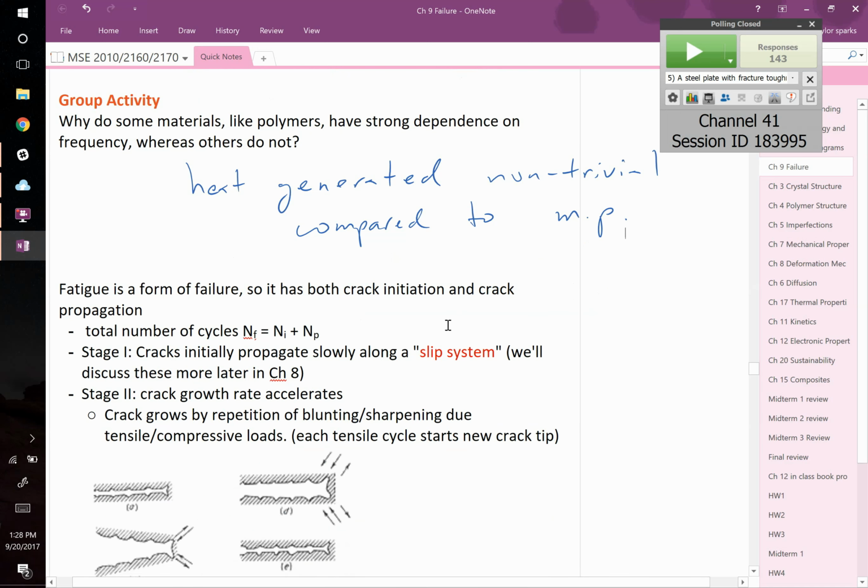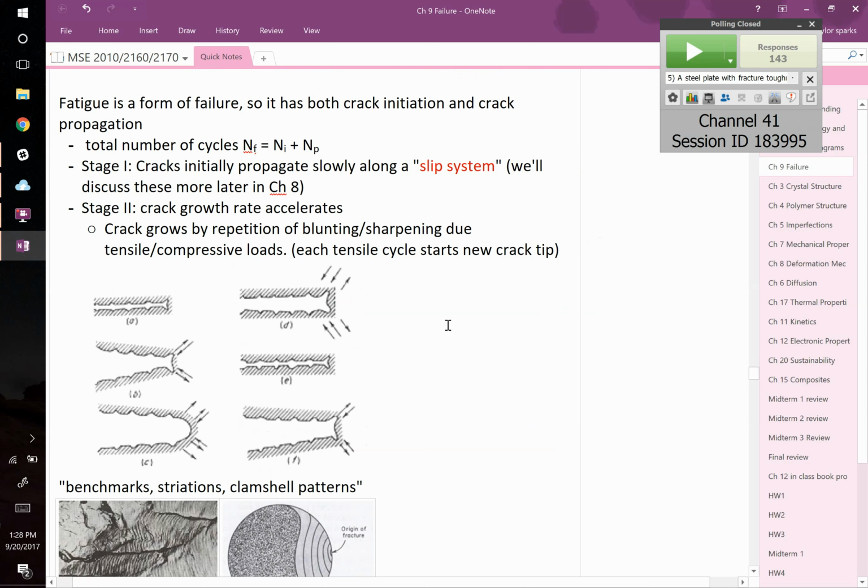All right, so fatigue. When you break something due to fatigue, you're cycling it over and over and over. You have to have two steps: you have to start the crack, and you have to grow the crack. So the total number of cycles is going to be Ni plus Np, initiation plus propagation. In stage 1, cracks initially propagate slowly on something called a slip system, which we will come back to. We haven't talked about what that is yet. And then they grow, and they don't grow at a constant rate. They tend to grow in an exponential fashion. I'll show you what that means.